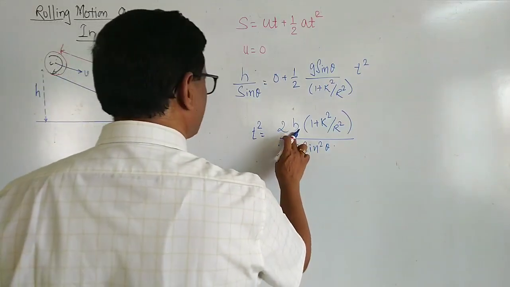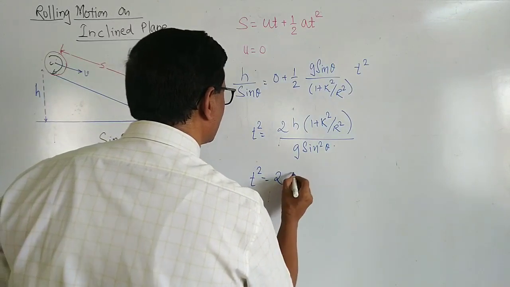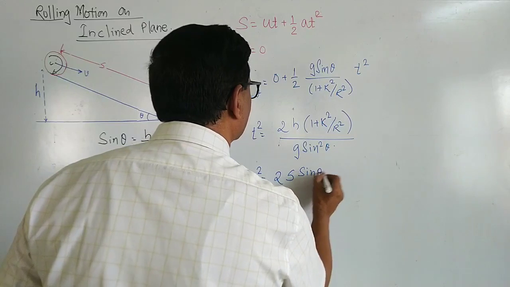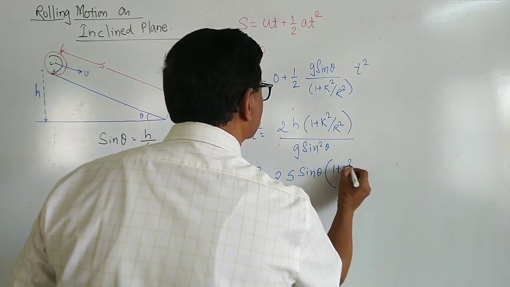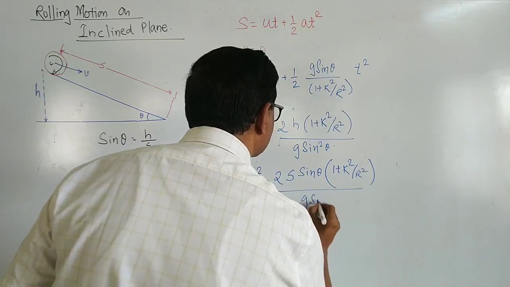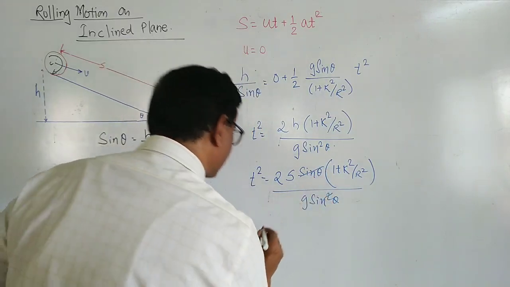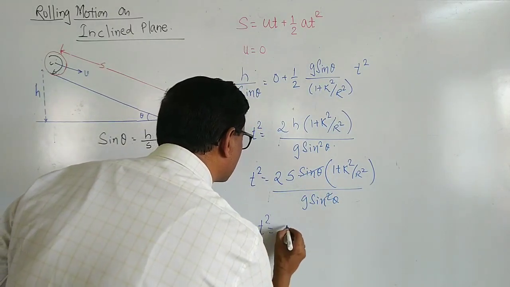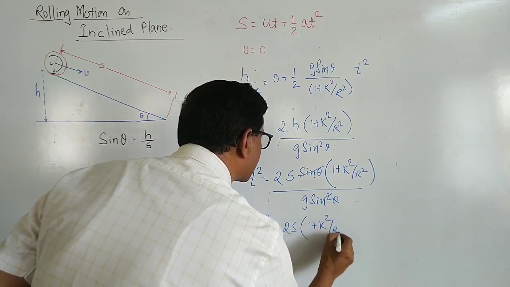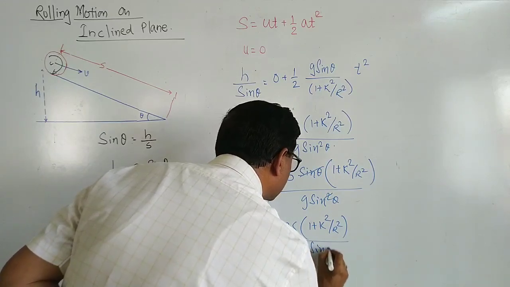What is h equal to? h is equal to s sine theta. Therefore, t square is equal to 2 into s sine theta times 1 plus k square divided by r square, divided by g sine square theta. Here one of the sine terms gets cancelled. Therefore, t square is equal to 2s times 1 plus k square by r square, divided by g sine theta.